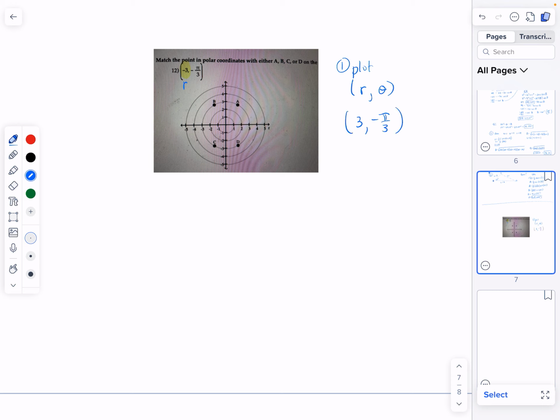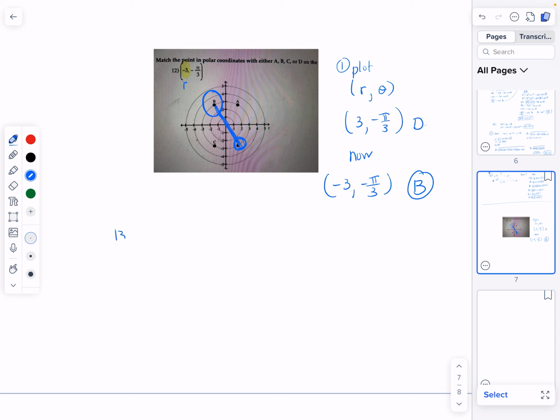So I'm on the third ring here, negative pi over 3, that puts me in this quadrant here. So right now I'm at D. Okay, now because I have the negative radius, I have to go 180 degrees away from D. So 180 degrees away makes a straight line or straight angle. So therefore my answer is B as in boy in quadrant 2 there. Okay, so that's number 12.